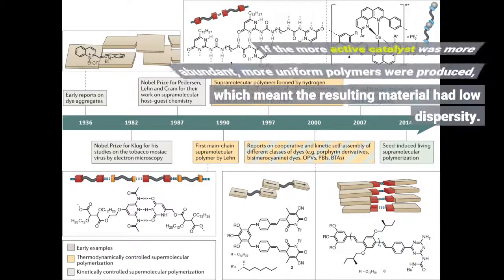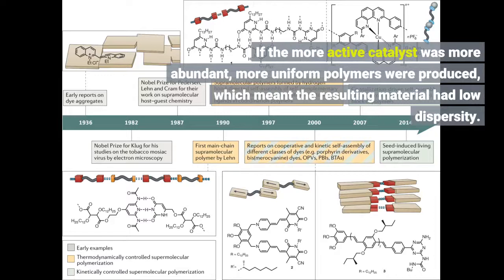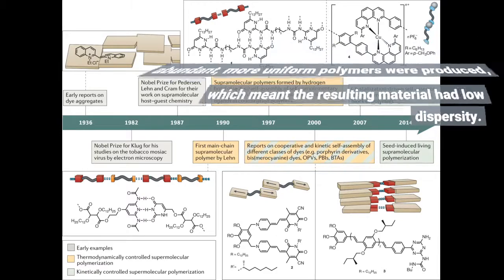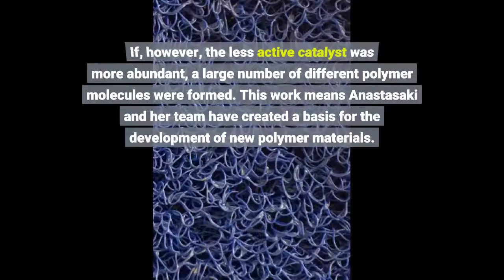If the more active catalyst was more abundant, more uniform polymers were produced, which meant the resulting material had low dispersity. If, however, the less active catalyst was more abundant, a large number of different polymer molecules were formed. This work means Anastasaki and her team have created a basis for the development of new polymer materials.